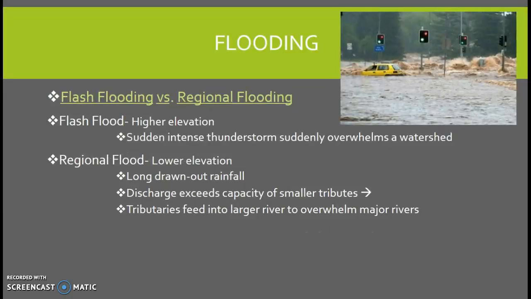Flooding. I did flash flooding versus regional flooding. A flash flood is in higher elevation and is a sudden intense thunderstorm that overwhelms a watershed. So this is all at once, the flash flood just comes out of nowhere, fills up and runs down in higher elevation. And then the regional flood is in lower elevation, but it's long, drawn-out rain. The tributaries feed into a larger river to overwhelm major rivers. So it just keeps flowing down and ends up in a major river, which overwhelms it as well.